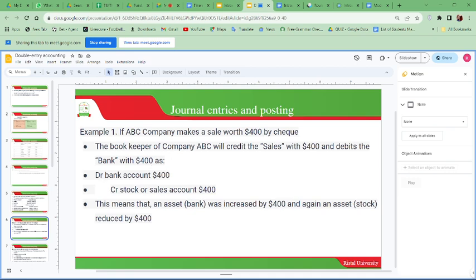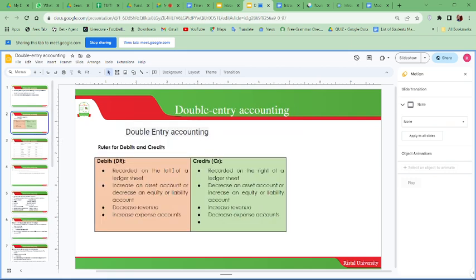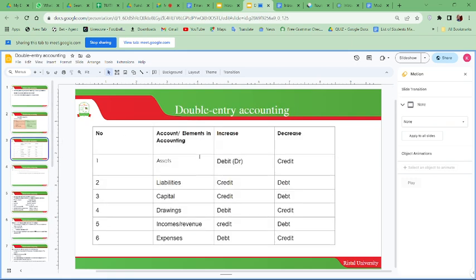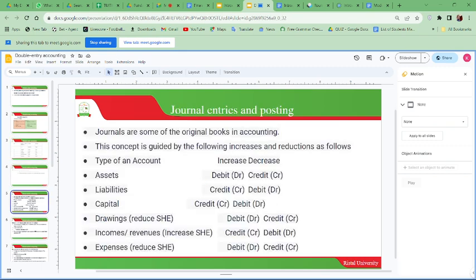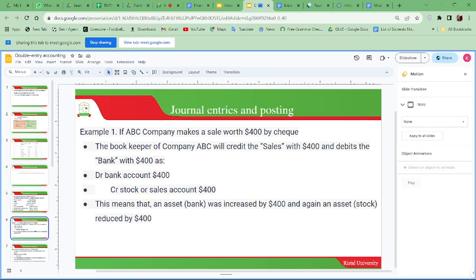So when we go back to our rule, they say when there is an increase in an asset, we record it under the debit side. So when we look at the bank, if ABCD company makes a sale worth this by check, it means the bank is receiving. It sold goods and made a sale of 400 USD, and received the amount by bank, which means the bank is the one increasing.